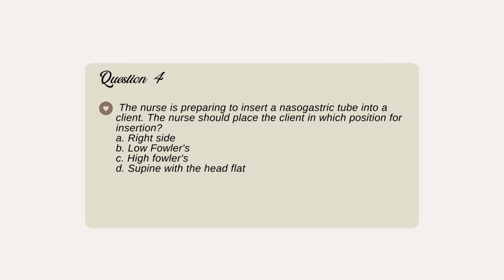Question number 4. The nurse is preparing to insert a nasogastric tube into a client. The nurse should place the client in which position for insertion? A. Right side. B. Low Fowler's. C. High Fowler's. D. Supine with the head flat.